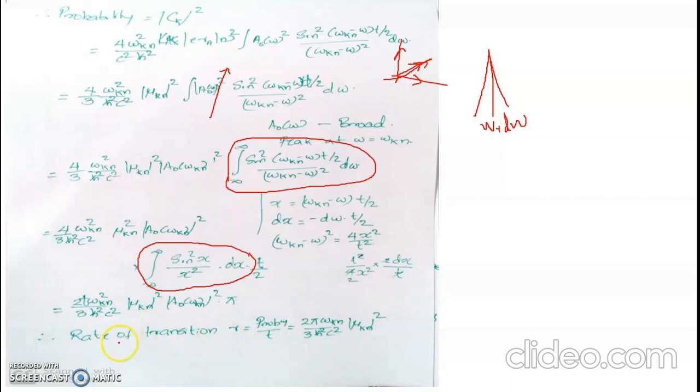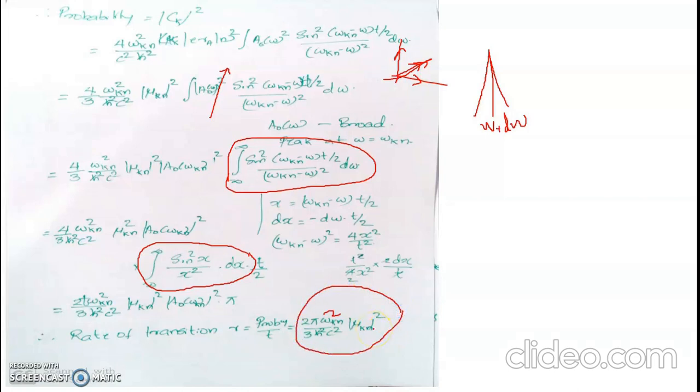In order to evaluate this rate of transition, you will have to divide this by t. We find that it is constant in time: 2 pi omega square by 3 h cross square c square, omega kn square, mu kn square. So the rate of transition, once again, is a constant.